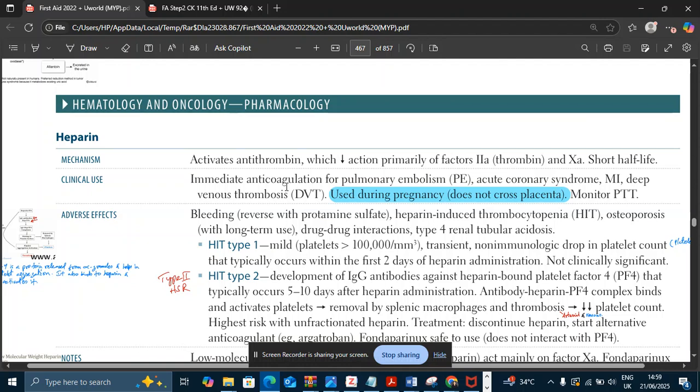The route of warfarin is oral. Okay, the site of action of heparin is blood, while the site of action of warfarin is liver. We will talk about it, how the warfarin is acting on liver. Okay, we will talk about it.